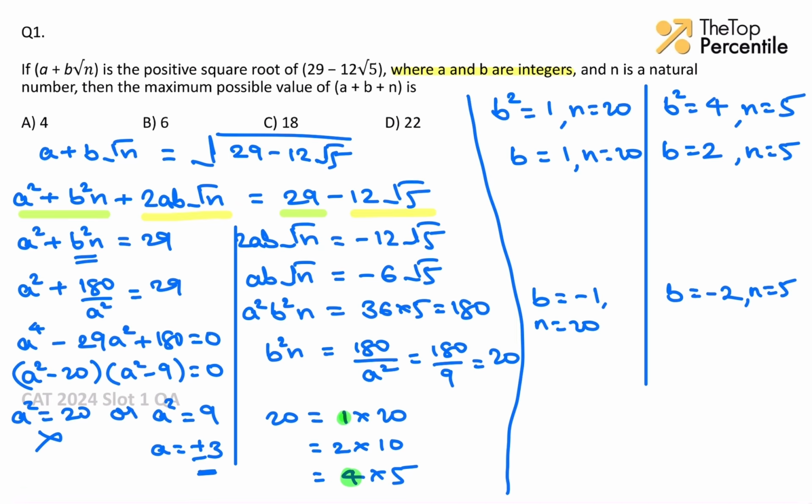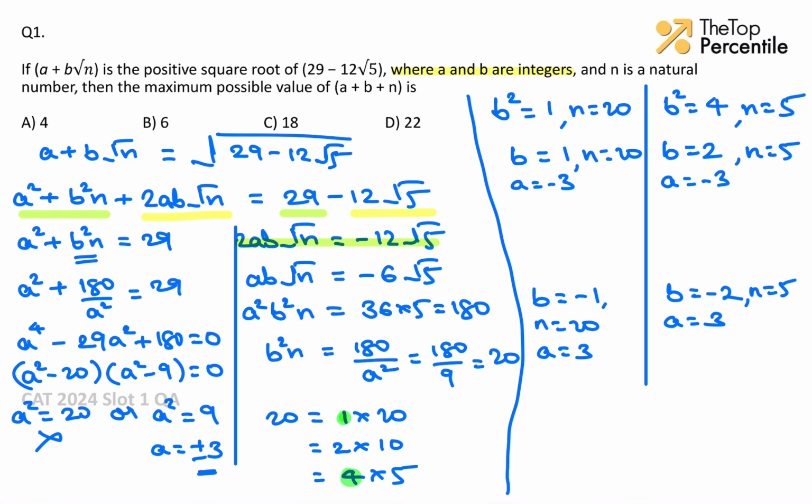If you can see here from this line, we can infer that the product ab is negative, right? So when b is 1, a has to be -3 here. When b is -1, a has to be 3 here. When b is 2, a has to be -3, since the product is negative. And here a has to be 3. Okay, so now I have four cases. How do I eliminate some of these cases?